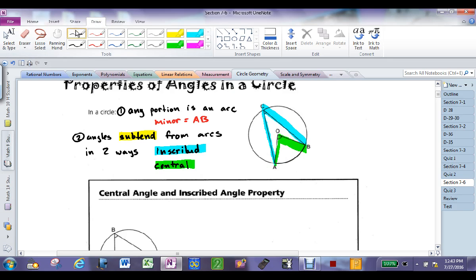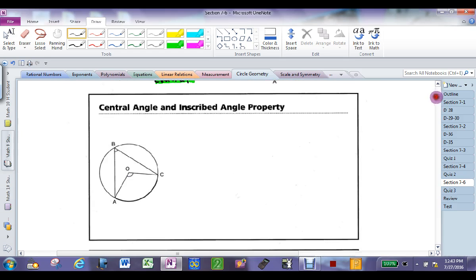There they are. Now we're going to name them. ACB is inscribed and AOB is central. All right? That's the terminology that you need to know. That's not the math that you need to know. Does everybody understand the difference? Okay? Now we're going to talk about the math that we need to know.